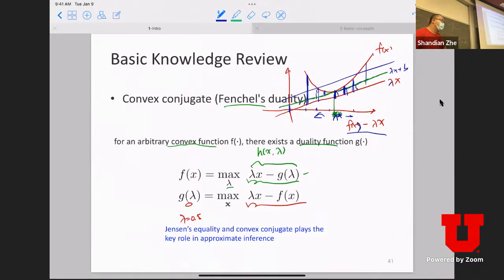Would you mind giving a concrete example? Say, like x transpose x, how would you find the... I won't have time to give you a concrete example. But when we talk about variational inference, especially local variational inference, I will show you how to use this convex conjugate to find g of lambda. Or in your homework, you can do it by yourself. Then you get to know.